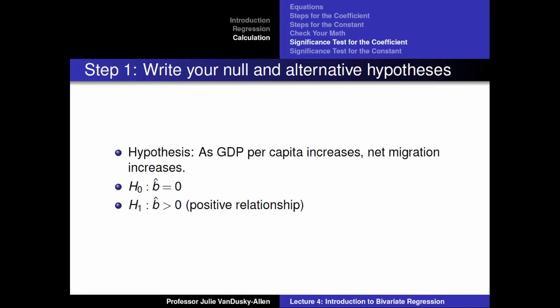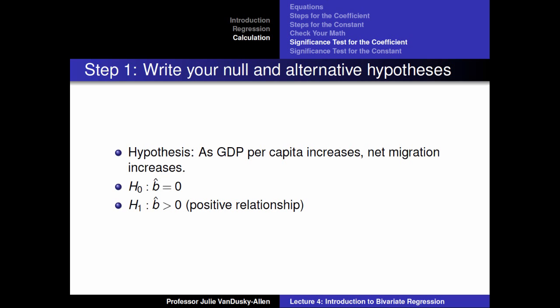Okay, now I'm going to show you how to conduct a significance test or t-test for your b hat. To demonstrate, I'm going to conduct a significance test on the b hat from our equation earlier in the lecture. Recall from the beginning of the lecture I had the following hypothesis: as GDP per capita increases, net migration increases. Based on this hypothesis, I expect there to be a positive relationship between my independent variable GDP per capita and my dependent variable net migration. My regression equation with net migration and GDP per capita produced a b hat of 19.04.